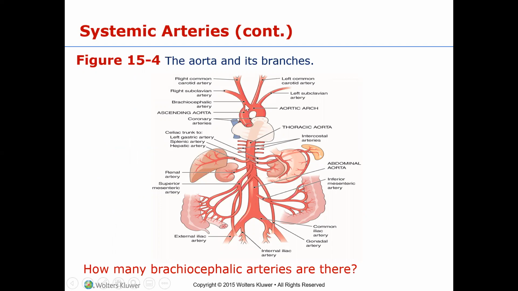On the right side, you have the main one coming off of that aortic arch, which is the brachiocephalic, which then branches into the right subclavian, which goes out under your clavicle to our shoulder, and then the right common carotid, which goes up into the head and the neck. That's the part that I think is most important. And we only have one brachiocephalic artery on the right side.